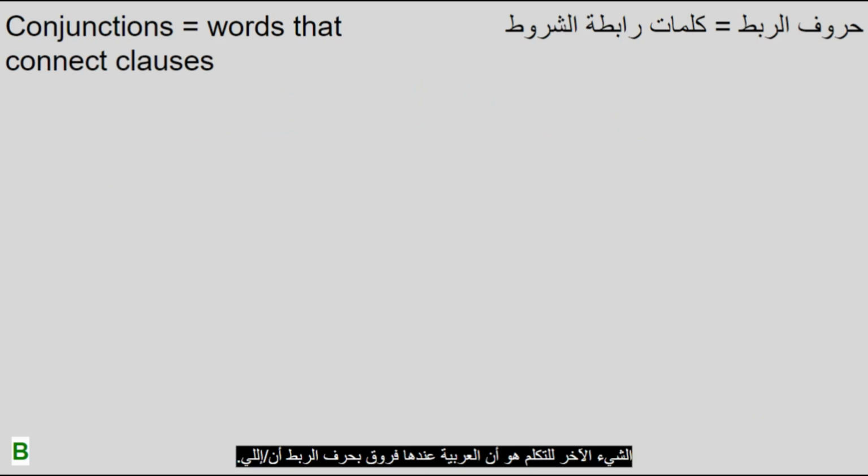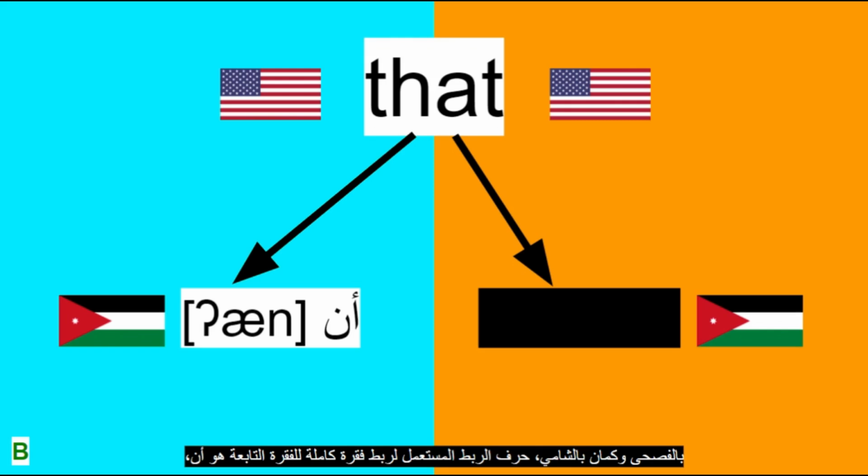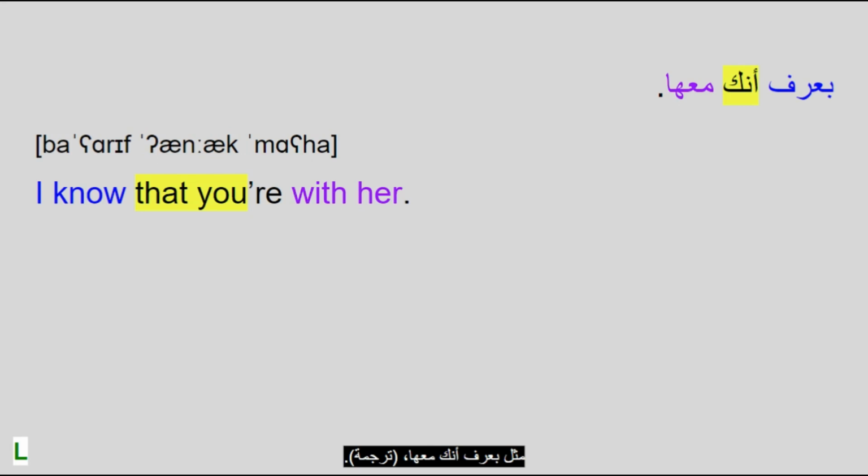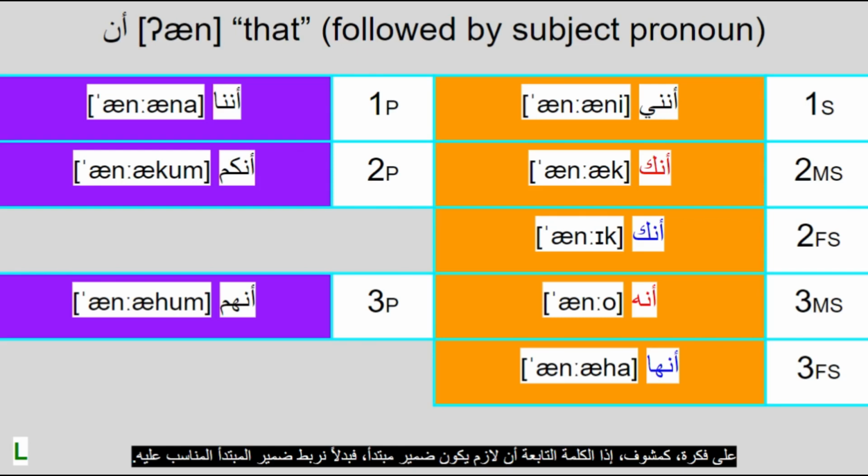The last thing to talk about is that Arabic has variations in the conjunction that. In both MSA and Levantine, the conjunction used to connect a full clause to a subordinate clause is an, as in ba'araf annak ma'a, meaning I know that you're with her. By the way, as just seen, if the word following an should be a subject pronoun, you instead attach the corresponding object pronoun to it.